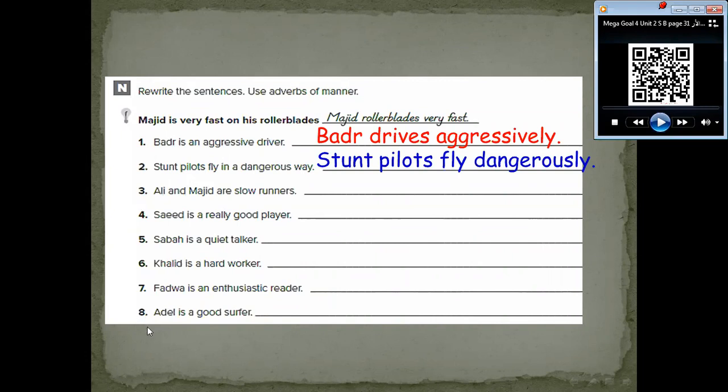أحمد. اتفضل يا أحمد. أحمد number 3. Ali and Majid are slow runners. Yes. هتبقى Ali and Majid the slowest runners.